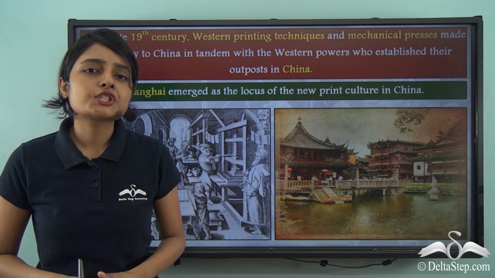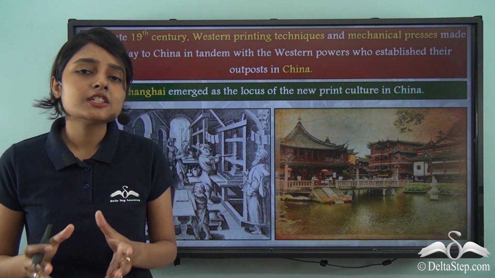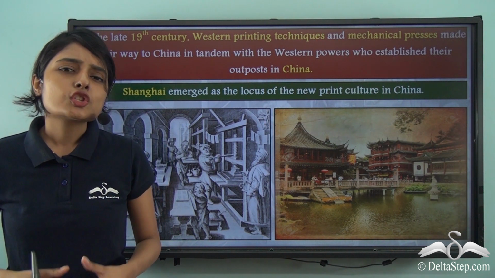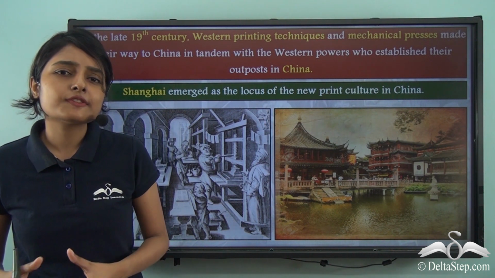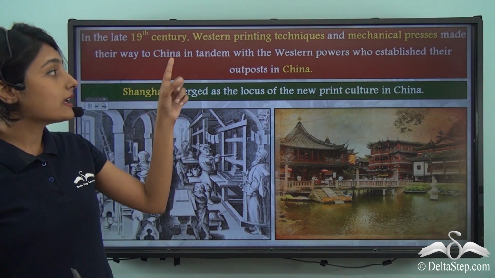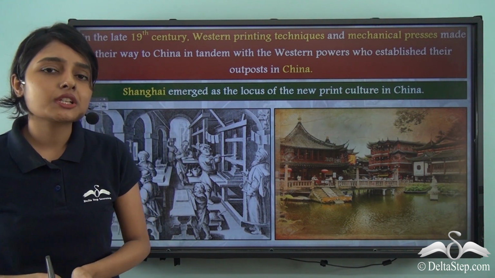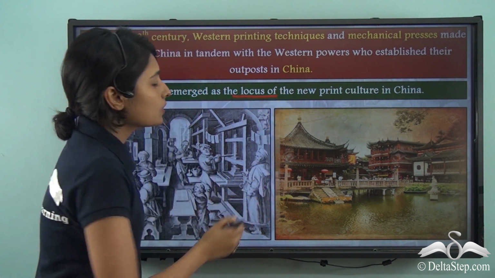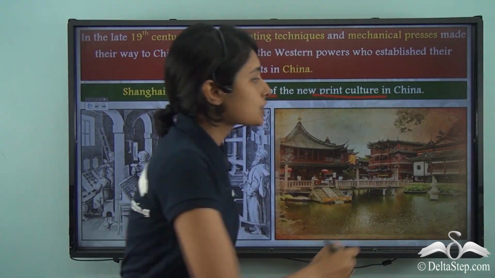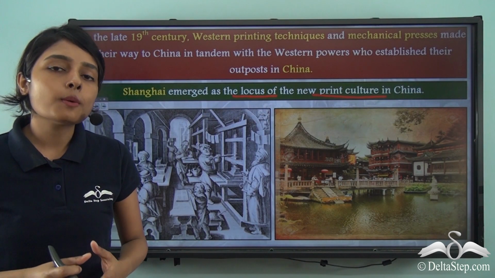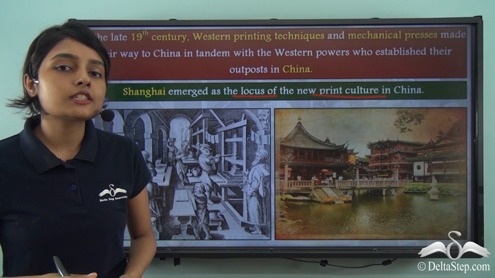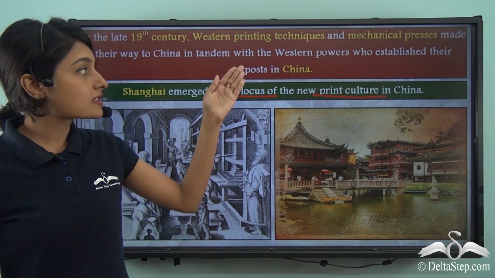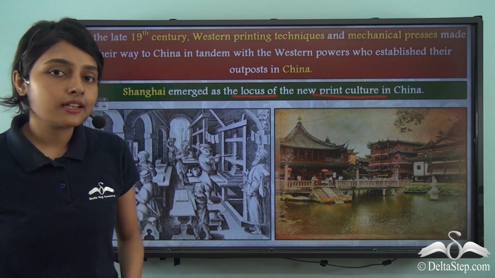In today's world, Shanghai is the largest industrial capital in China. It's a hub of trade activities. So many offices and business firms are there in China. And when the Western powers were establishing their outposts in China, Shanghai emerged as the locus of the new print culture. So Shanghai now gained prominence and popularity as the site of the new printing culture following the establishment of the Western powers' outposts in China.